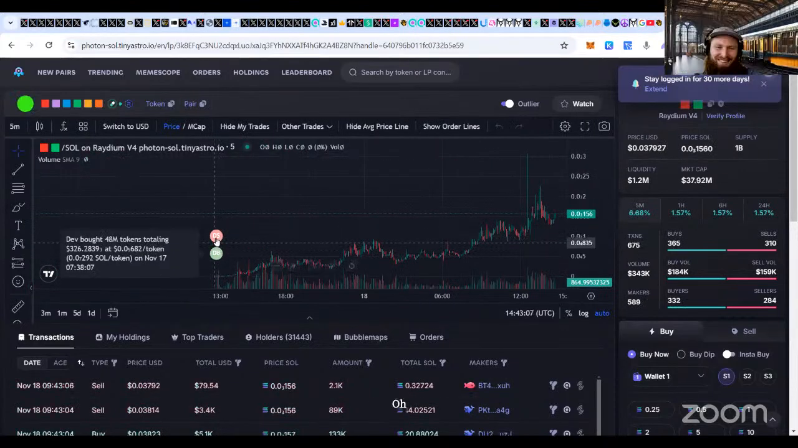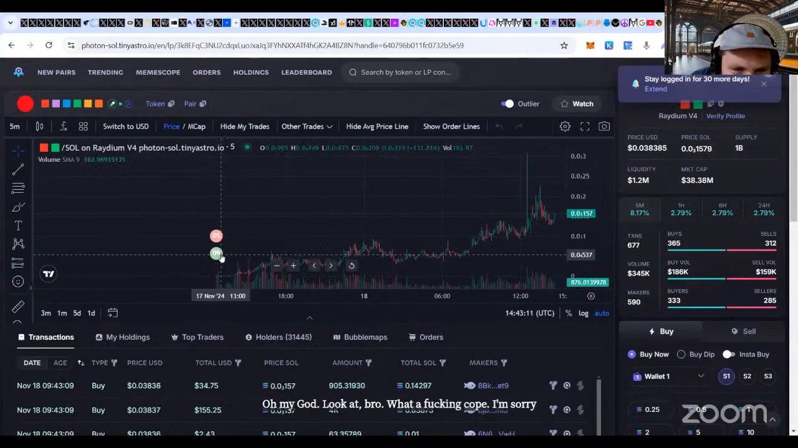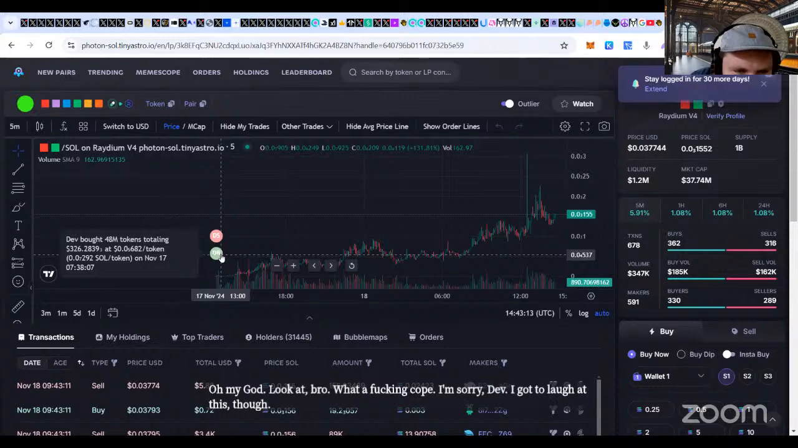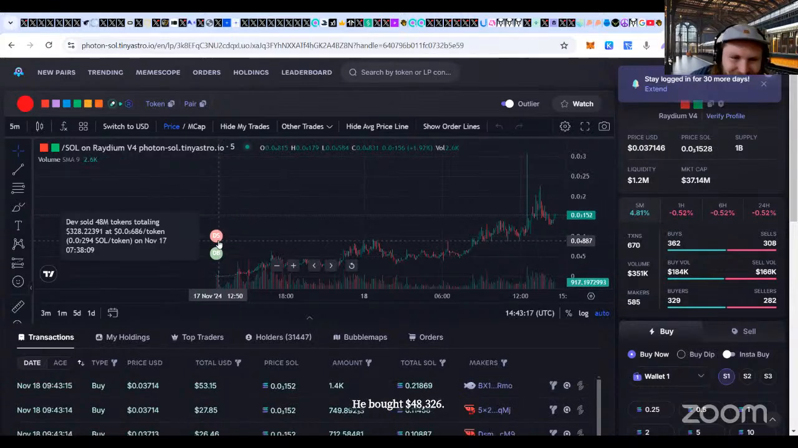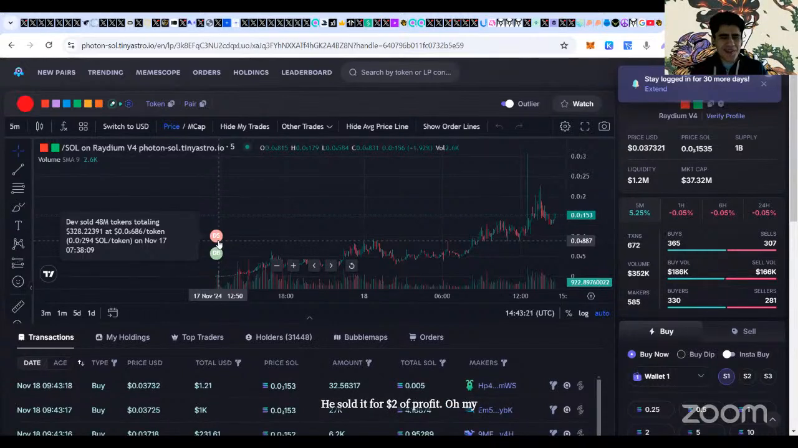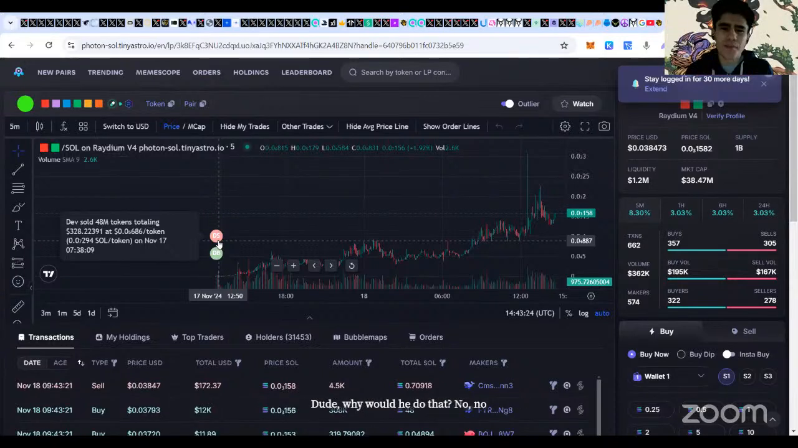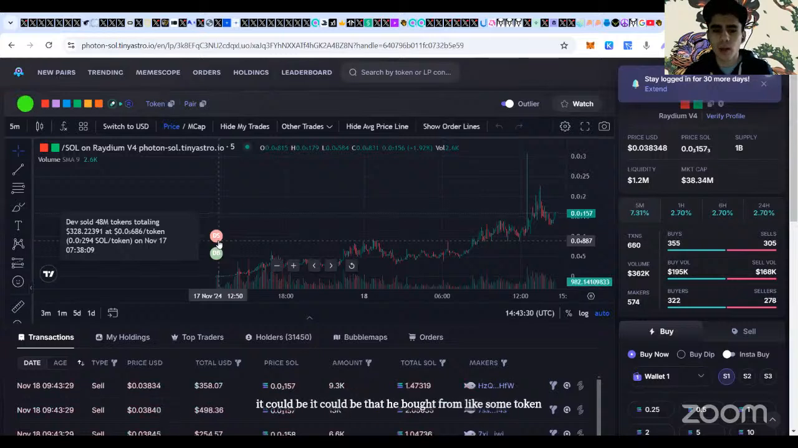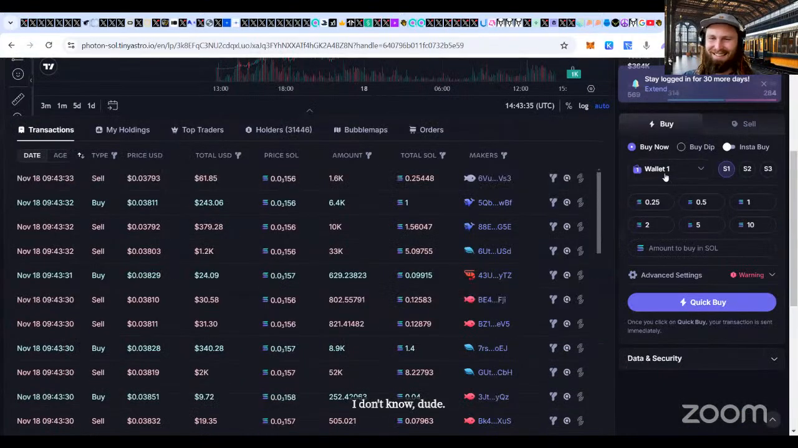What a cope. I'm sorry, Dev, I gotta laugh at this though. He bought 48 million for $326 and sold it for a $2 profit. Oh my god, dude, why would he do that? It could be that he bought some tokens from the insider wallets that he probably used. I mean, it could be. We don't know.